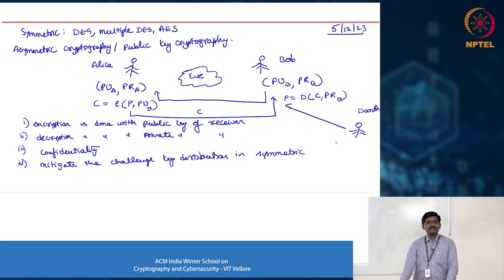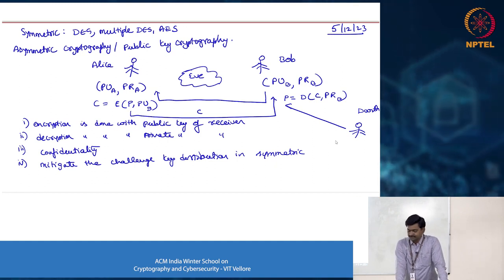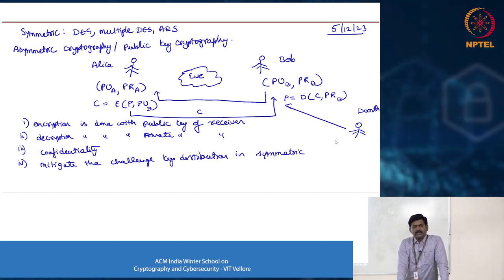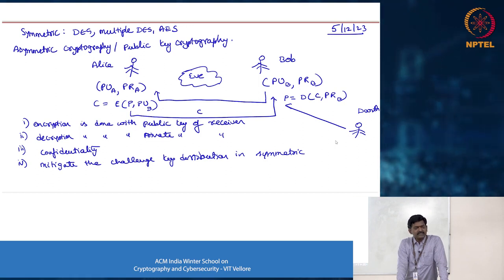Now, what is the issue that comes here? Okay. What is it that we said? Alice knows Bob's public key. Okay. How?